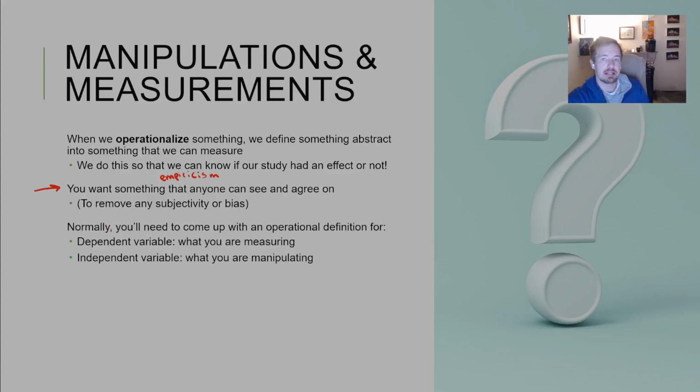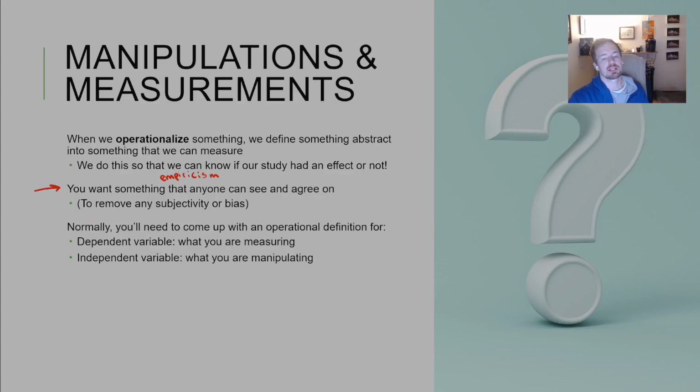Now, normally you're going to need to come up with an operational definition for both your dependent variable and your independent variable. We haven't talked all that much about dependent variables and independent variables. We're going to talk much more about that in the next chapter when we talk about experimentation and experiments.